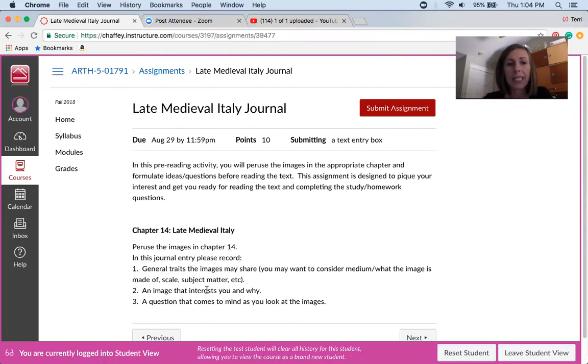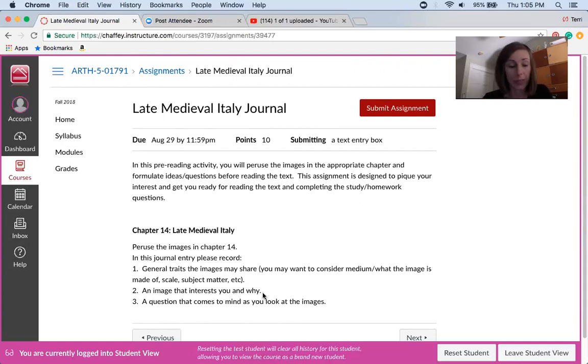The second thing is an image that interests you and why. So take a second and look at that particular image. As you're doing this whole sort of picture walk through the textbook, look at the headings, kind of see what you're in for, get the lay of the land in terms of that particular chapter. So you're kind of taking in the chapter without reading it. So number 2 is an image that interests you and why. Why did that particular image catch your eye?